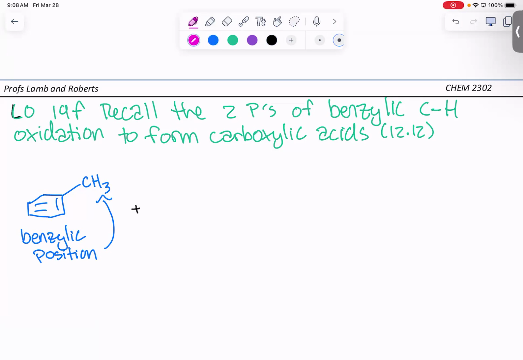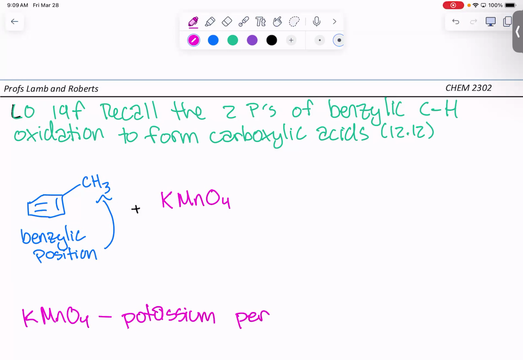We learned we could add in an oxidant, which is potassium permanganate, KMnO4. So I'll write that name out for you. KMnO4, that's potassium permanganate. The prefix per means you have as many as you can. That means you have as many oxygens on this as you can have.